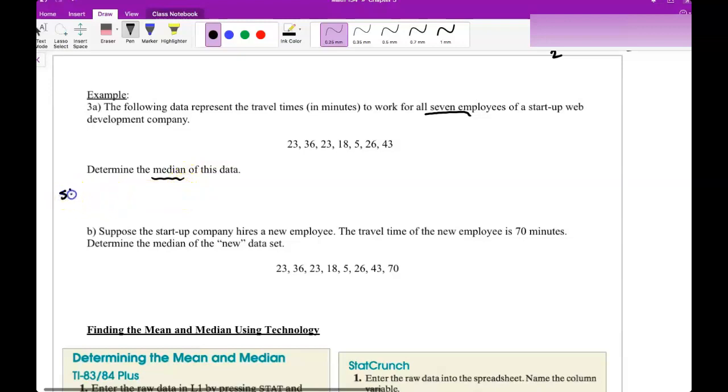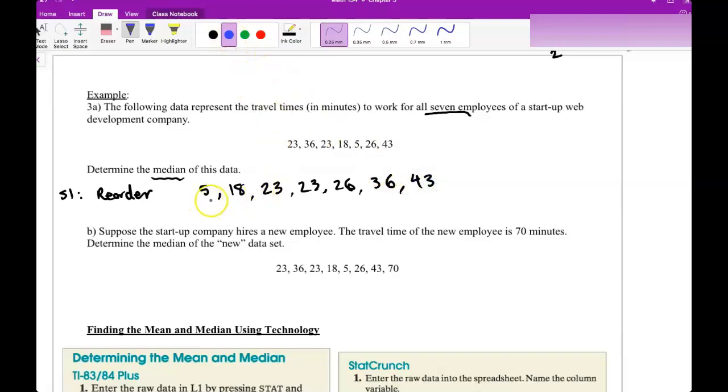First step, step 1, reorder. Should be in ascending order. The smallest one is 5. Then after that we have 18, 23, 23, 26, 36, and 43. So let's see how many numbers we have here. 1, 2, 3, 4, 5, 6, 7. So we have 7 in total, and our median should be in between.